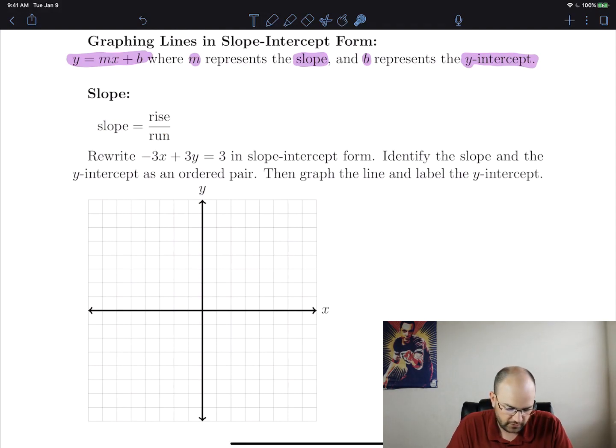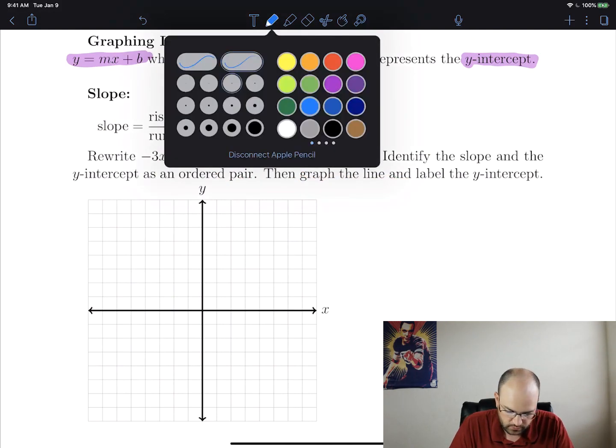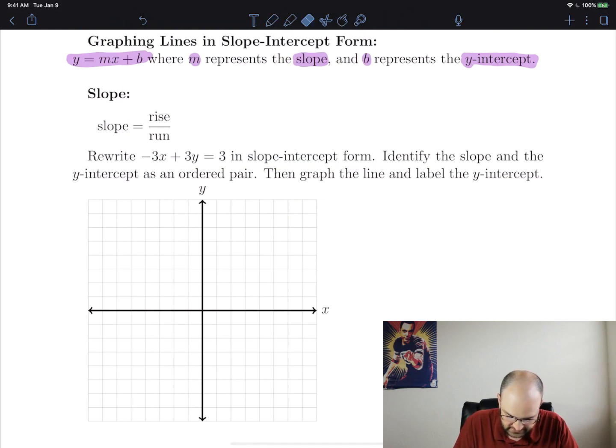So if we're going to begin with negative 3x plus 3y equals 3, and we want to write it in slope-intercept form, the SI form, identify the slope and the y-intercept as an ordered pair, and then graph the line and label the y-intercept.